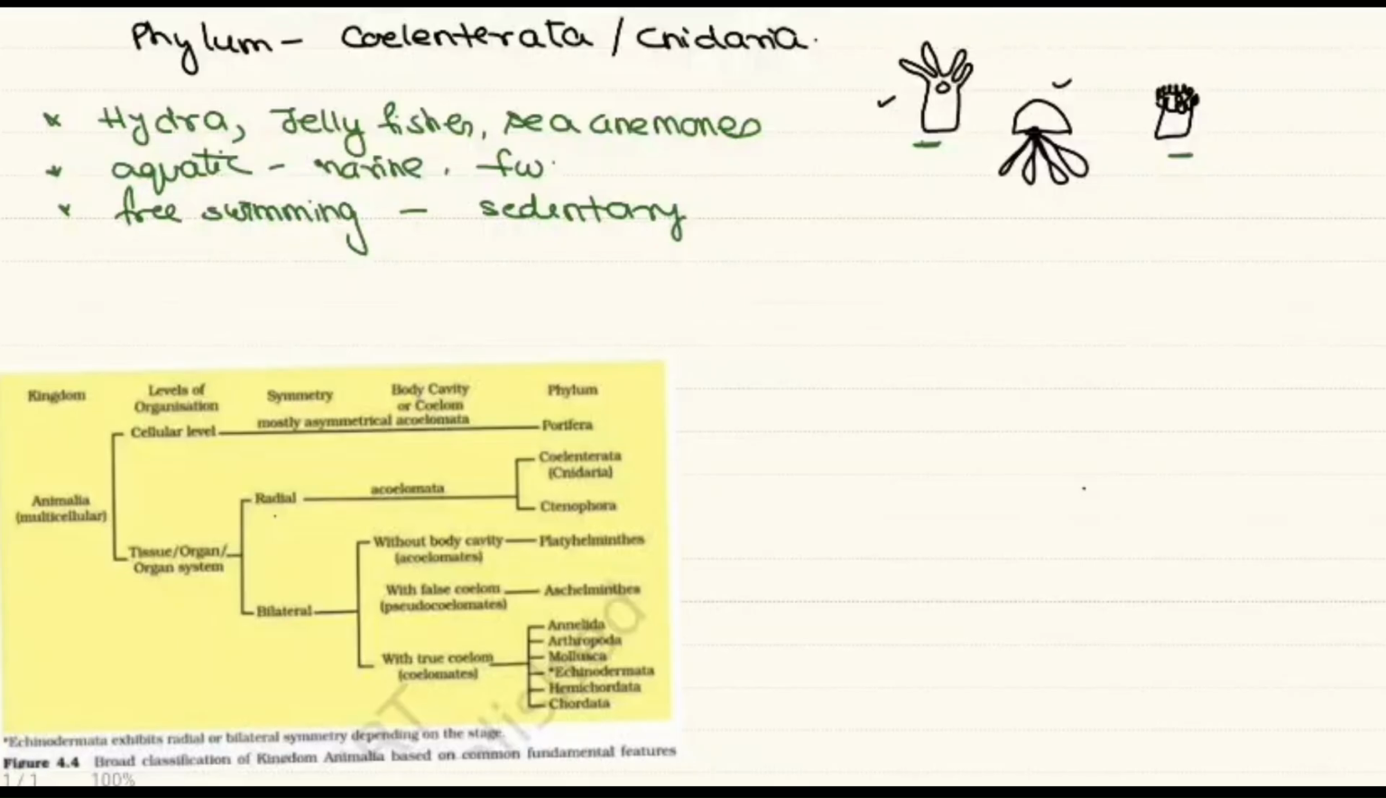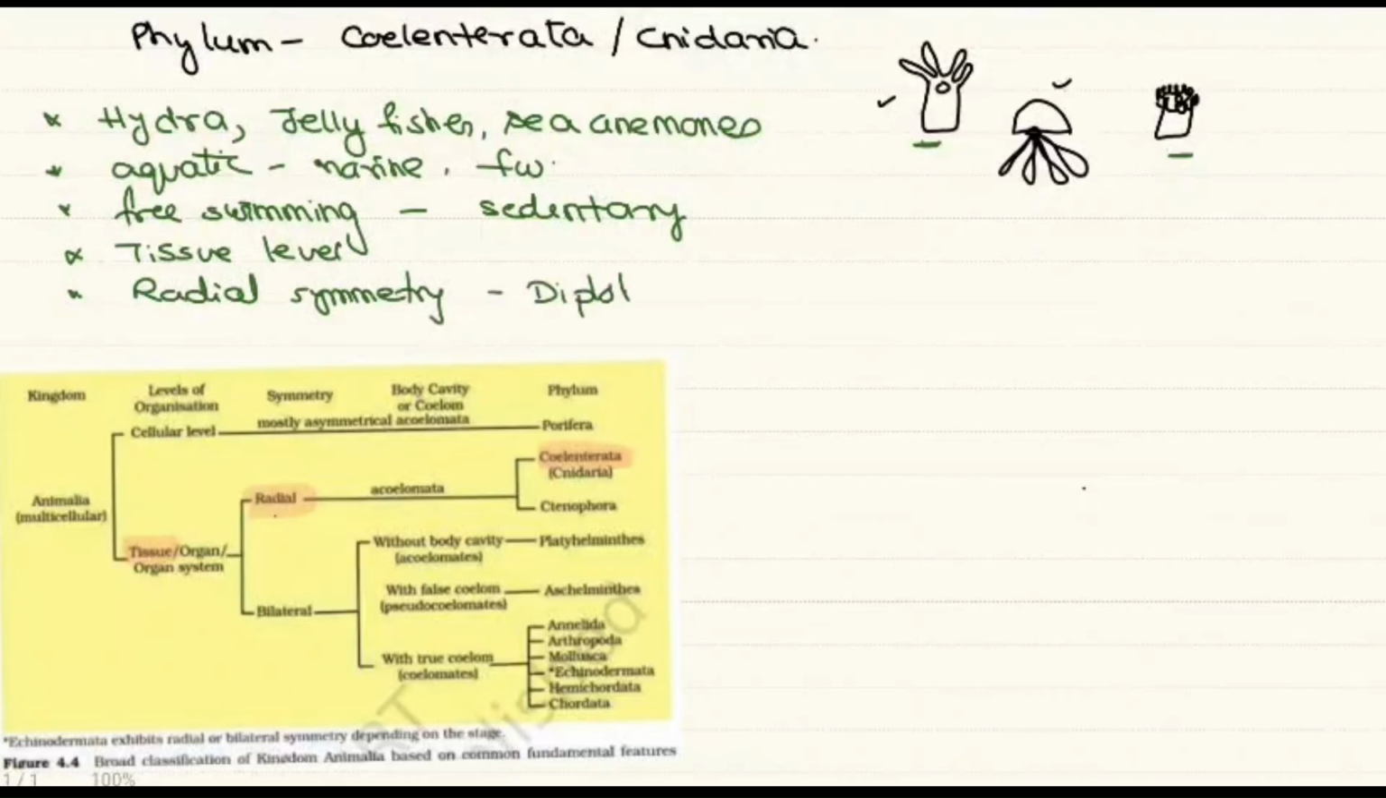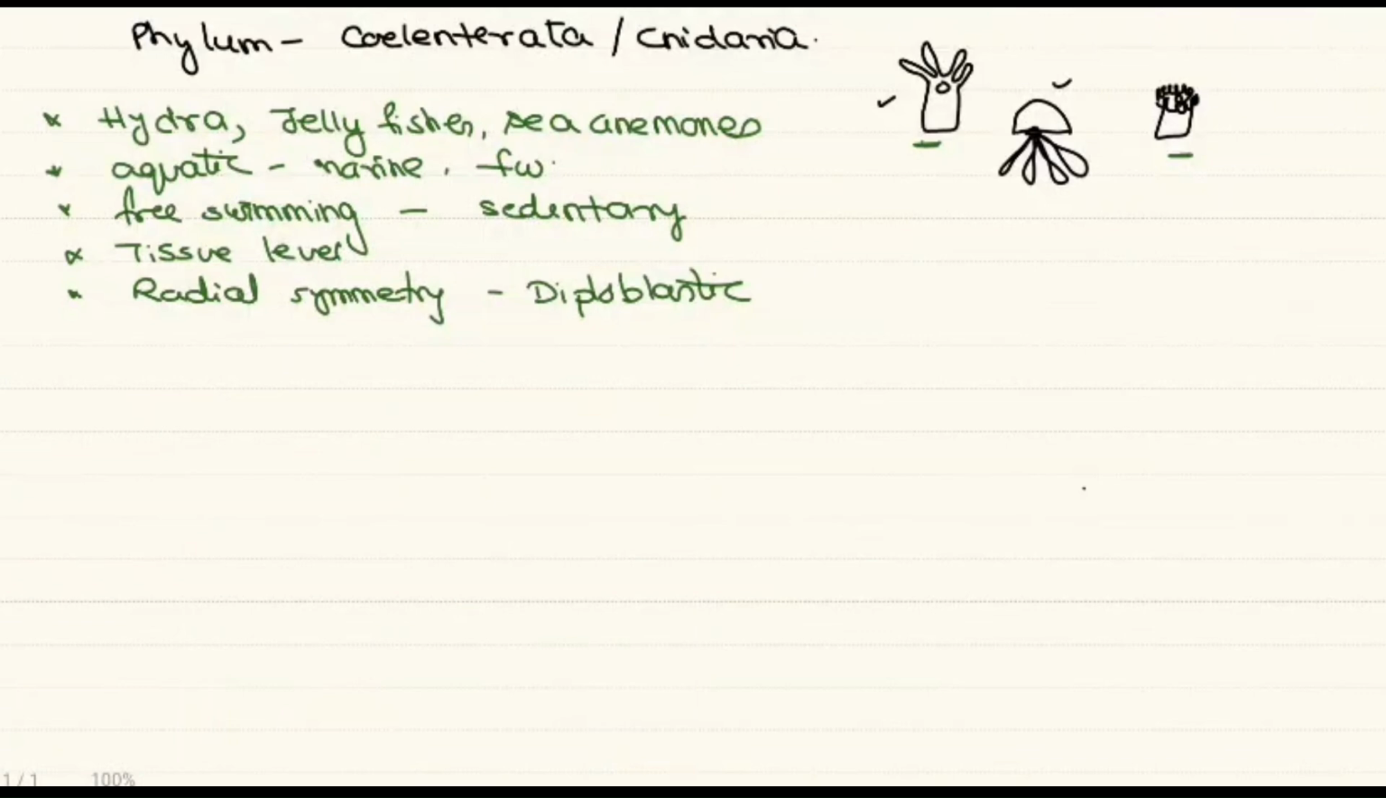Remember this table? So this table you have to remember very well. So the basic characters, where are we? We are in Coelenterata. How are coelenterates? These have tissue level of organization, radially symmetrical. Okay, they are the basic characters. They are radially symmetrical. And if you remember, for radial symmetry, we have one more characteristic called diploblastic. That is, they have two germinal layers, ectoderm and endoderm. So basic characters we have finished.